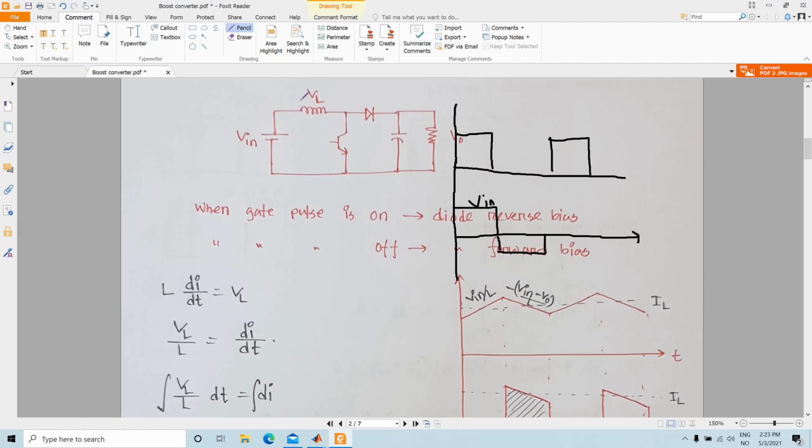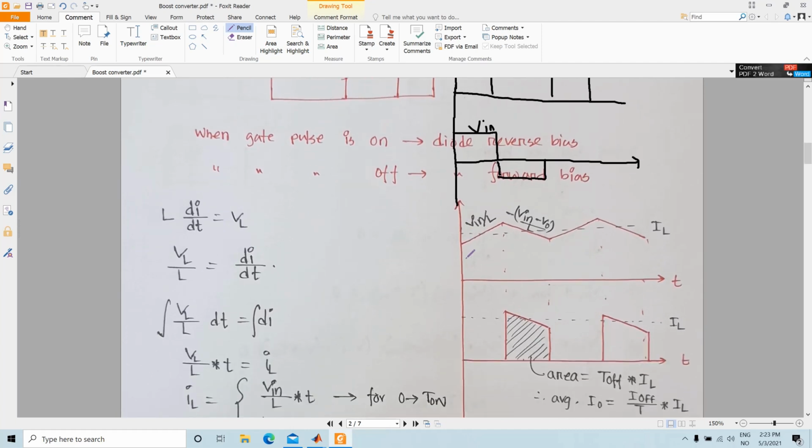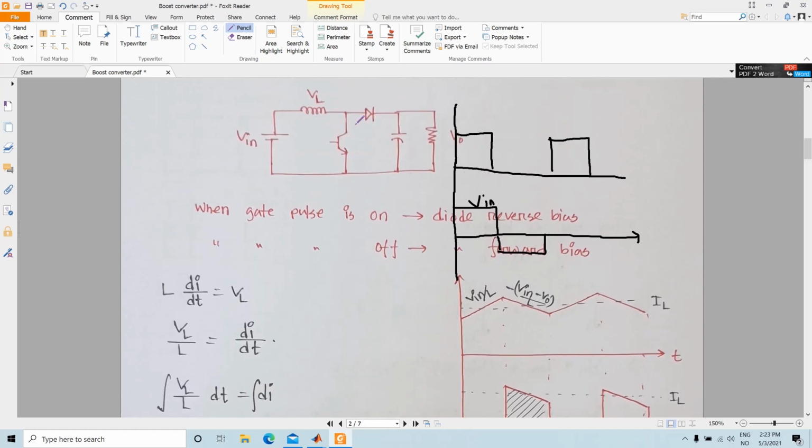Now if this is the current that is flowing through the inductor, then some part of it will go through the diode, and some part of it will go through the transistor or the switch. So during the time when this switch is on, this amount of current will actually flow. So the inductor current in the rising edge will actually flow through the transistor here, and the diode current at that time will be 0.